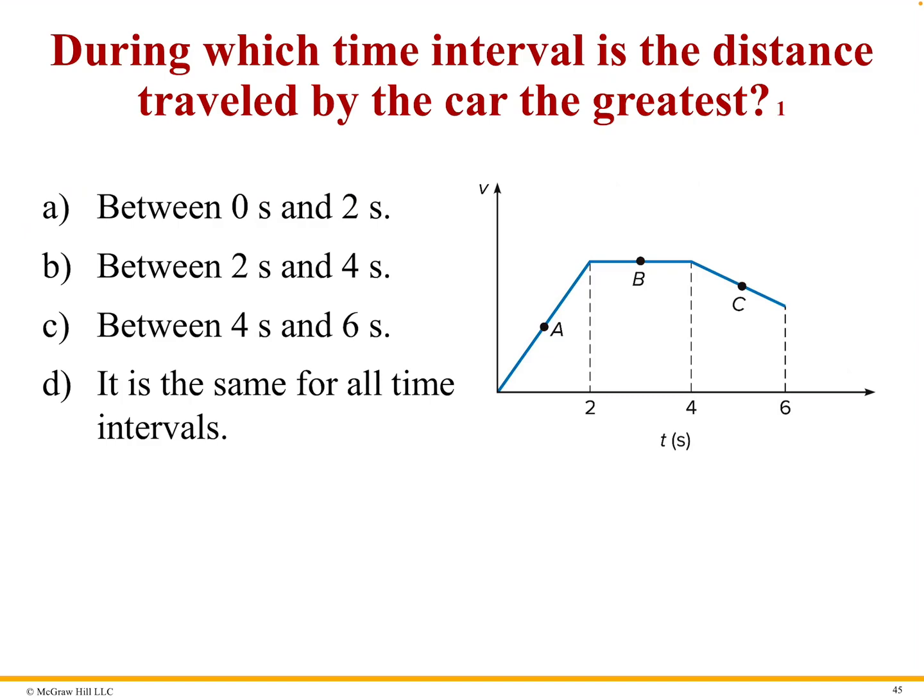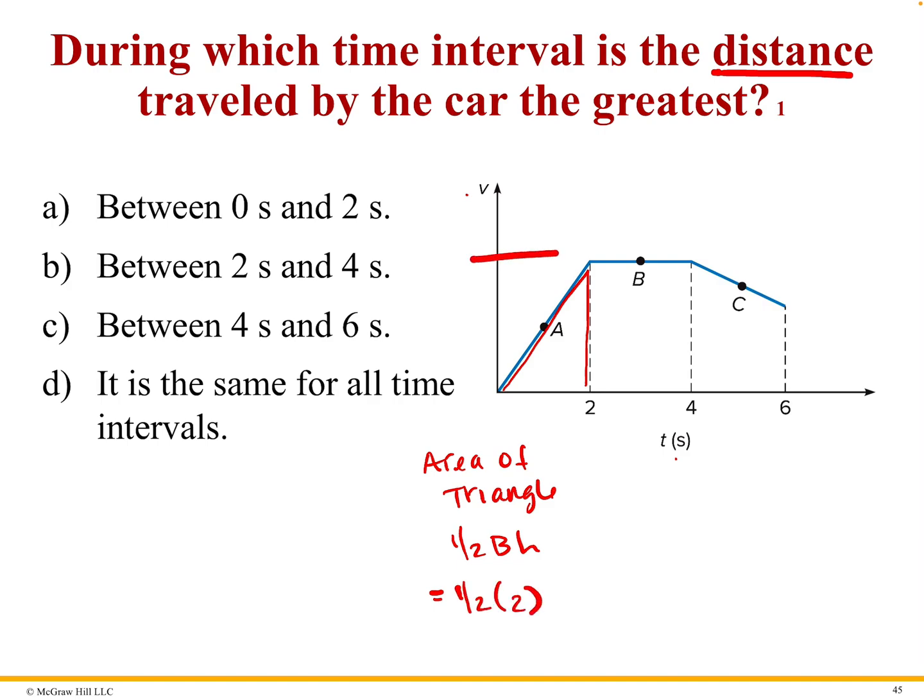This one, during which time interval is the distance traveled by the car the greatest? Okay, so this is asking us to find distance. We have a velocity versus time graph. In order to find the distance, it's kind of like going backwards. So this is where you would have to do the area under the curve. Well, how do you do the area of a triangle? Do you guys remember? That's 1/2 base times height. So if I were to do that, I would do 1/2 times 2 times, let's just make up a number here, let's say 2. So that's 4 times 1/2, which is 2.